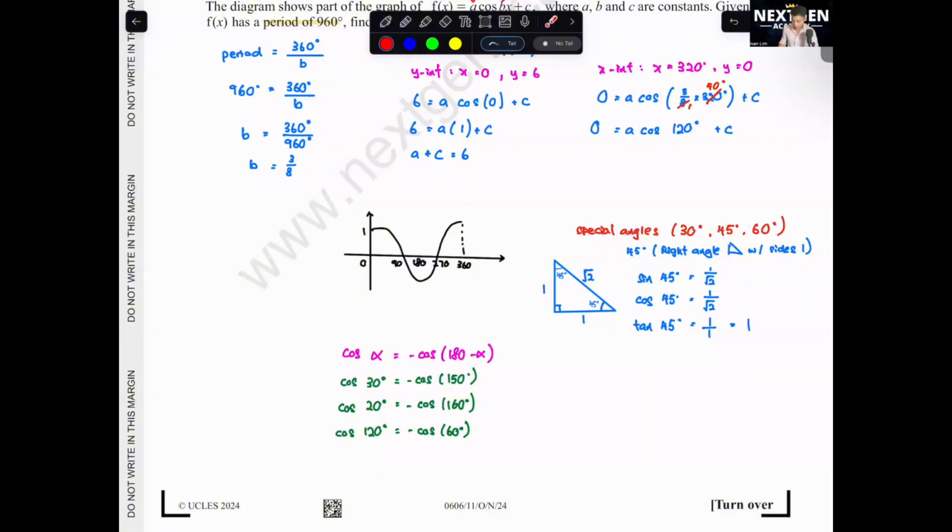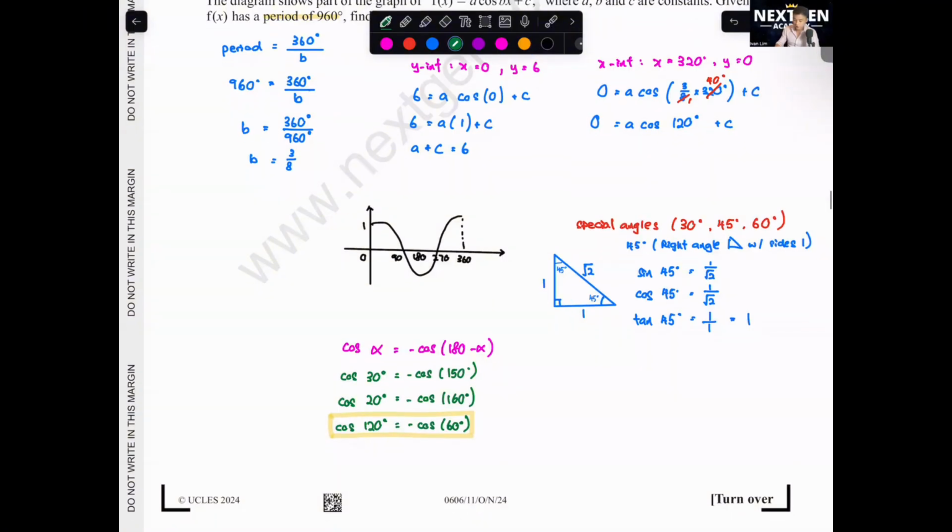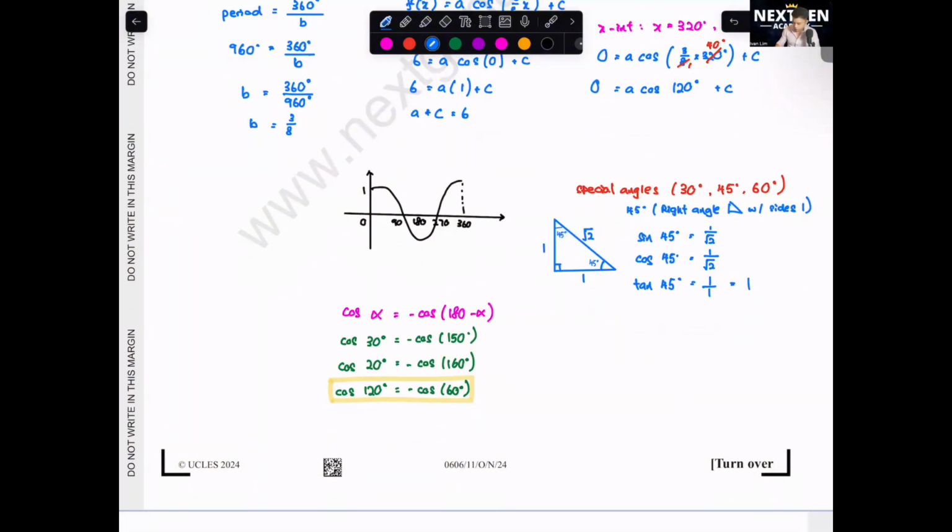All right, so the reason why we need to use this special angle is because we want to use this property here. Cos 120 degrees will be equivalent to negative cos 60, and we can find negative cos 60 from this special angle graph. How to draw this second triangle? Anyone remember? What is the second triangle to find your special angles of 30 degrees and 60 degrees? If you don't recall, this is what you need to do.